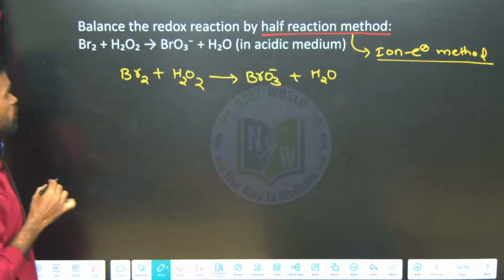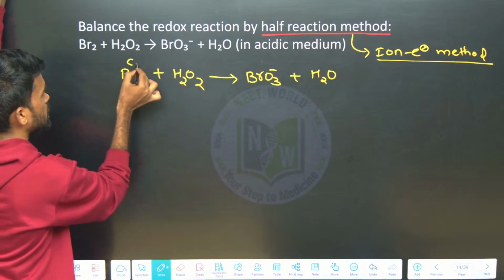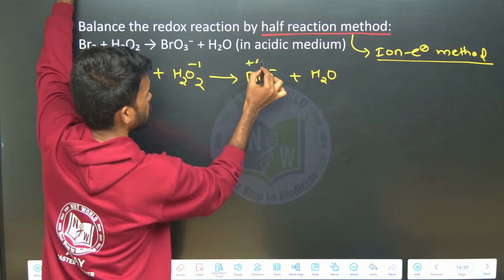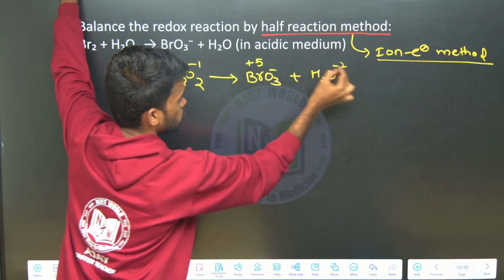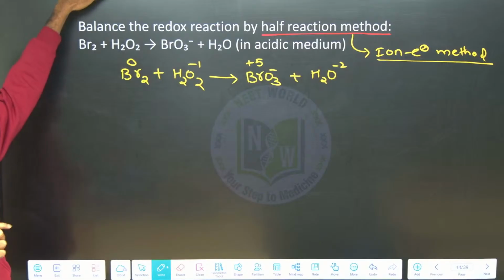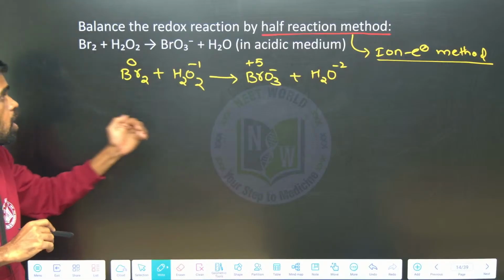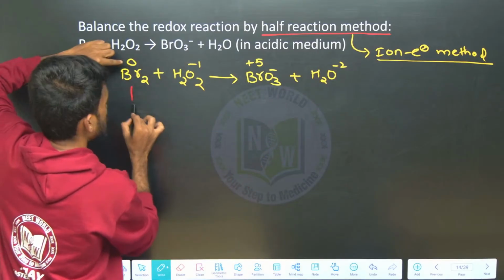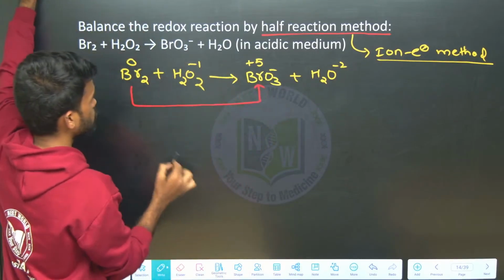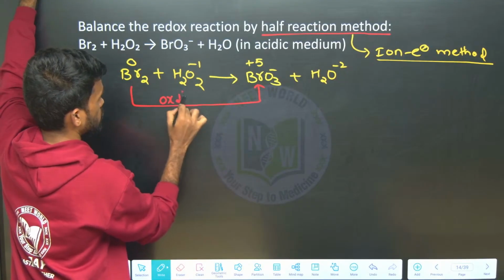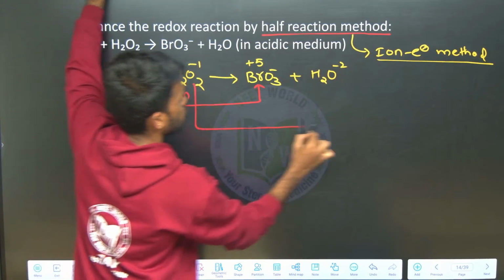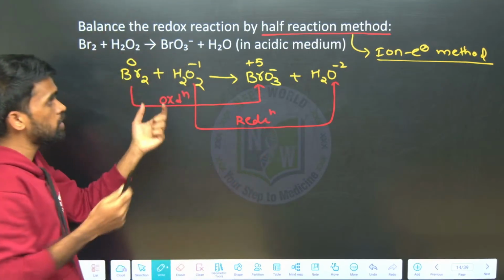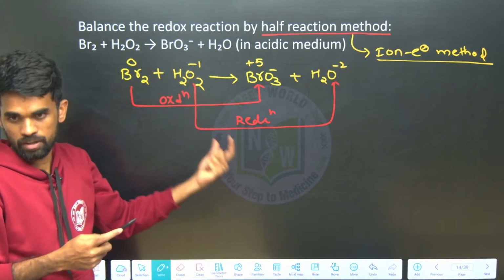Now first of all identify their oxidation states: here 0, here -1 for oxygen, and for bromine here it is +5 and this is -2. You have written the oxidation states. Now identify the oxidation half reaction and reduction half reaction. 0 is converting into +5, it means it is oxidation. -1 is converting into -2, it means it is reduction. So take these reactions individually.